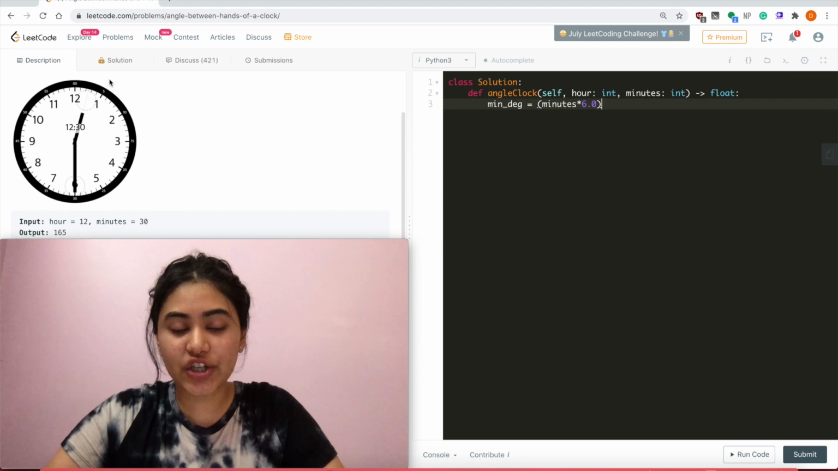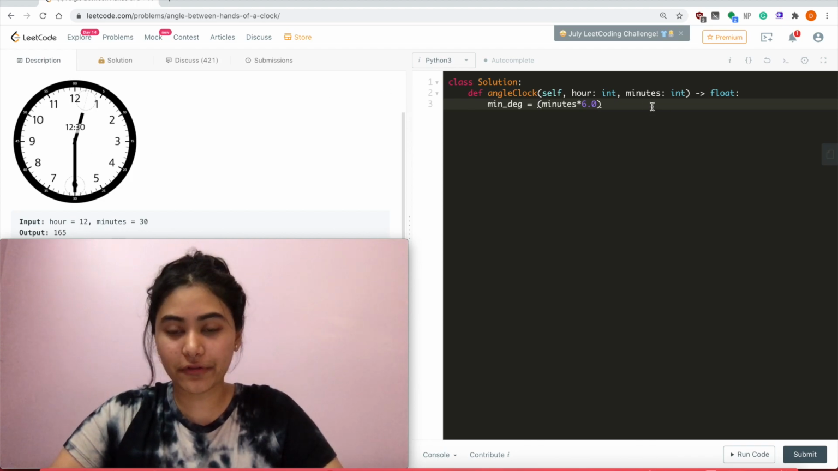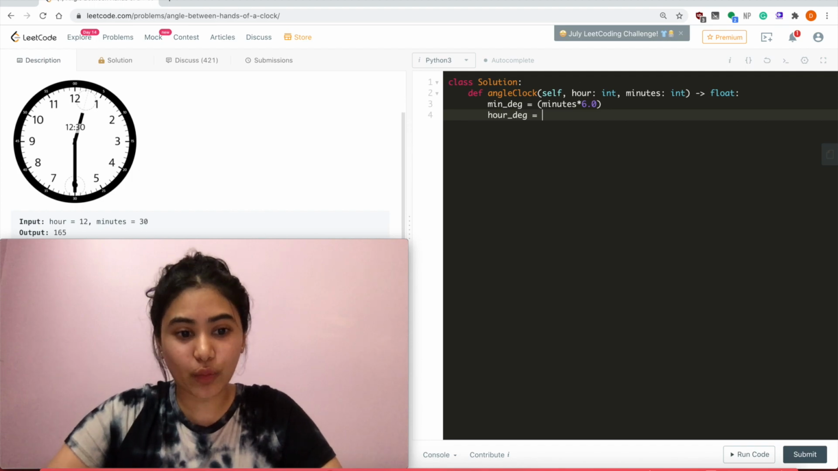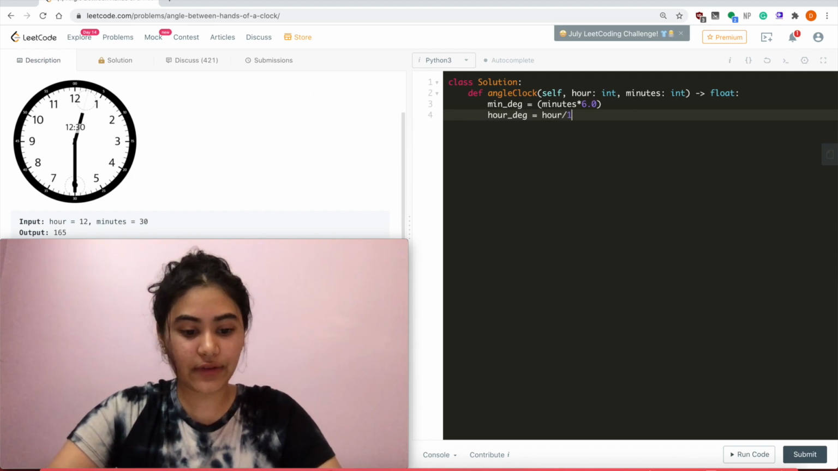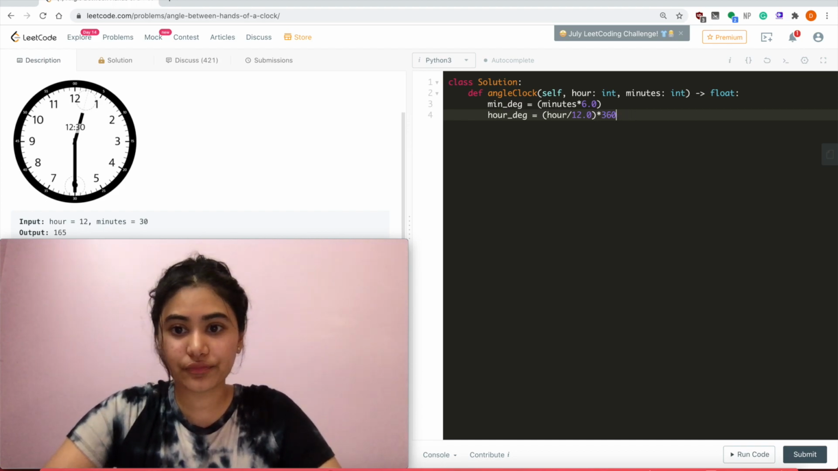A quick sanity check: if there are 0 minutes, 0 times 6 is 0 degrees. If there are 30 minutes, 30 times 6 is 180. We have our 180 degrees. So we go over here, and same thing for hour degree. How many hours are in a full circle? That is 12. So hour divided by 12, and multiplying that by 360 to get our degrees.